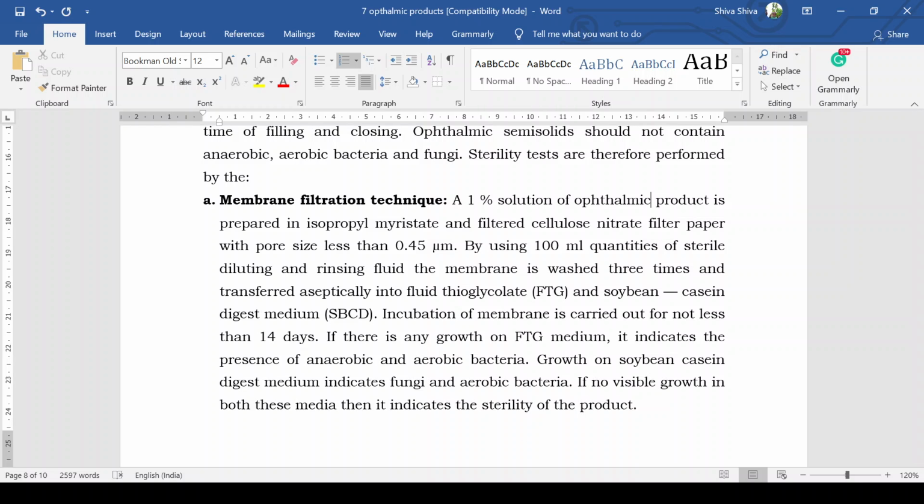And after not less than 14 days, there should not be any visible growth, which indicates the sterility of the product. If there is any visible growth, then the product is not sterile.